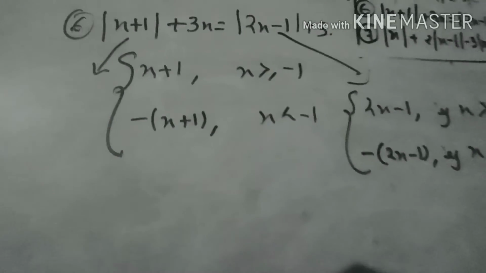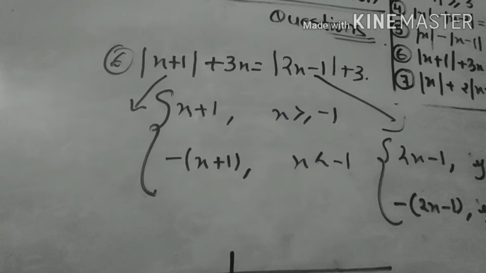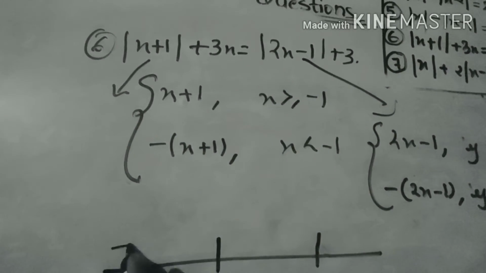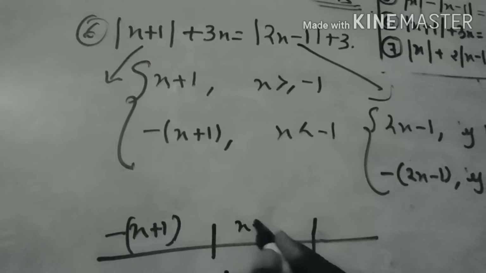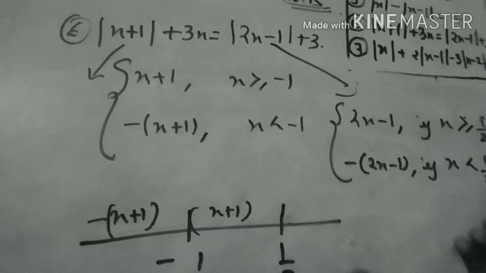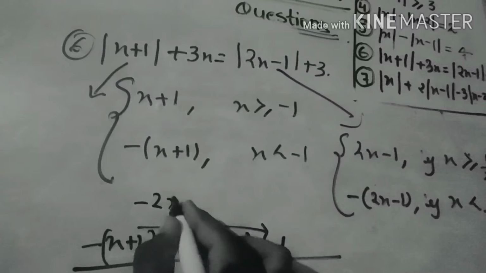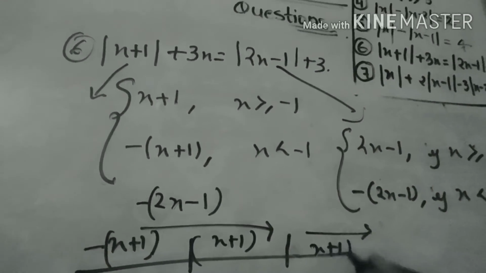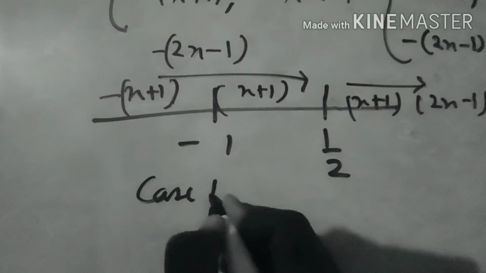Now for this we'll be making again 3 cases, that will be like on number line we will represent like minus 1 and 1 by 2. So minus 1, the value will be minus x plus 1 if it is less than minus 1. If it is greater than minus 1, x plus 1. If for this it is less than 1 by 2, so till this the value will be minus 2x minus 1, and after this all will have the value positive, that is x plus 1 and 2x minus 1. So we'll be making 3 cases.